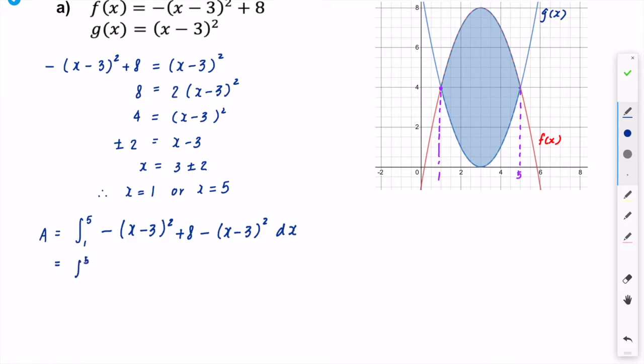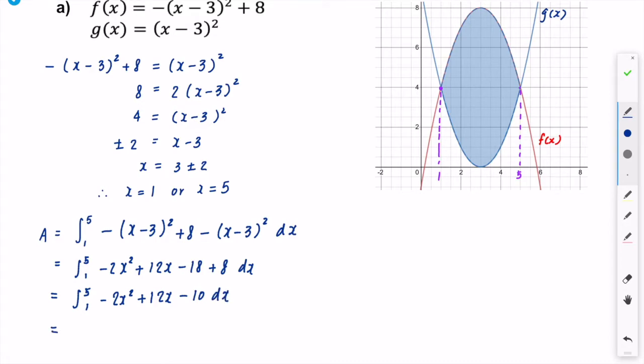This gives me negative 2 times (x minus 3) squared. So (x minus 3) squared itself is x squared minus 6x plus 9, times negative 2, so plus 12x minus 18, plus 8 dx, which gives negative 2x squared plus 12x minus 10 dx. And so I will have the following.